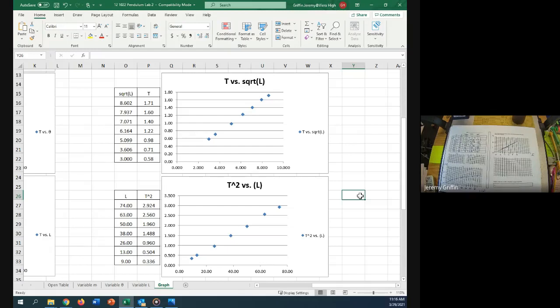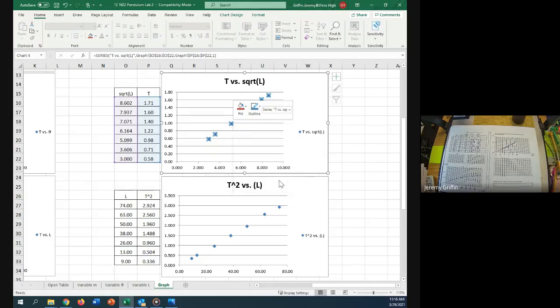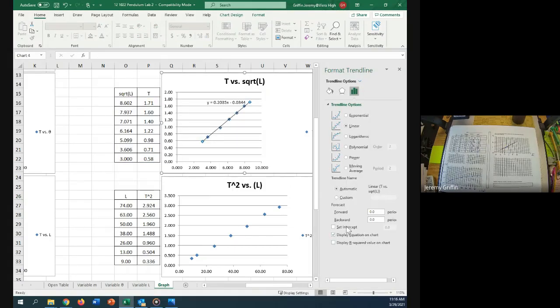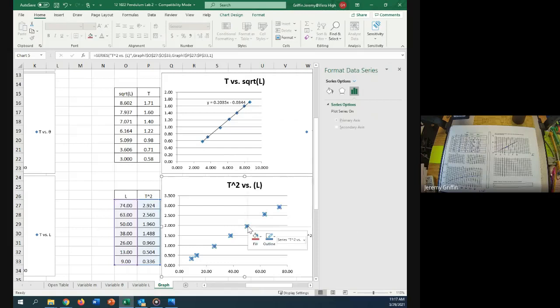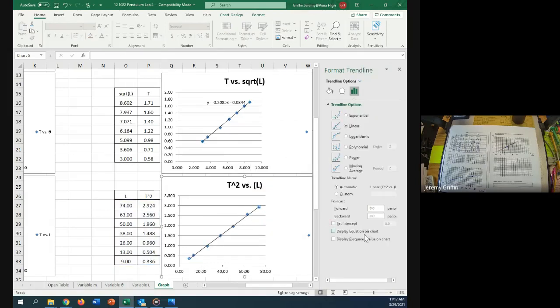Hey, you guys got one of those graphs drawn? Alright. I remember what I was gonna do. I was gonna find a line that best fit. So I copied the first one down. Let me go add trend line, display equation, and here, add trend line, display equation.